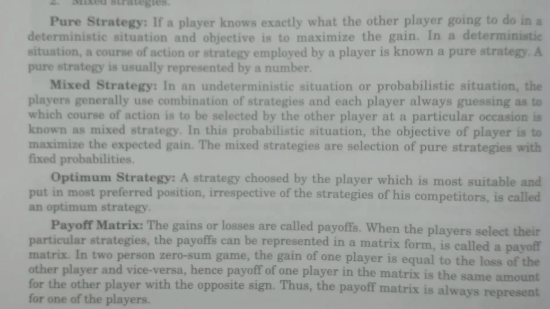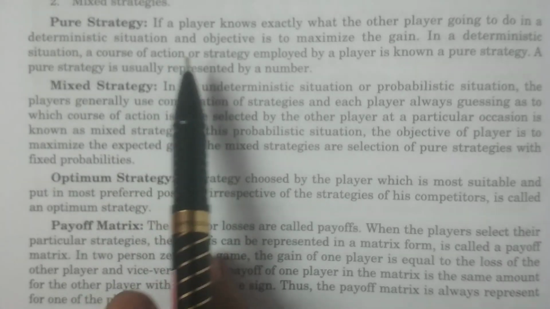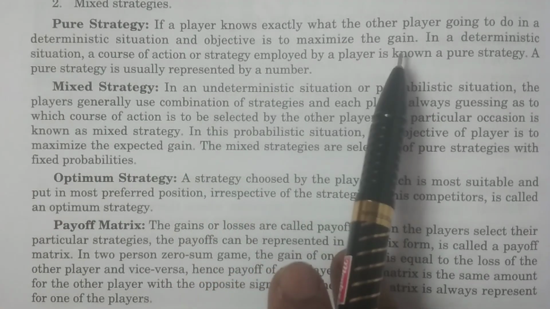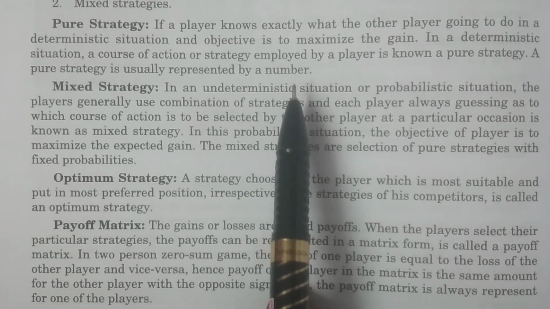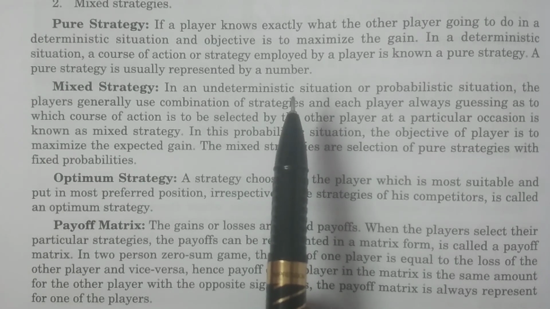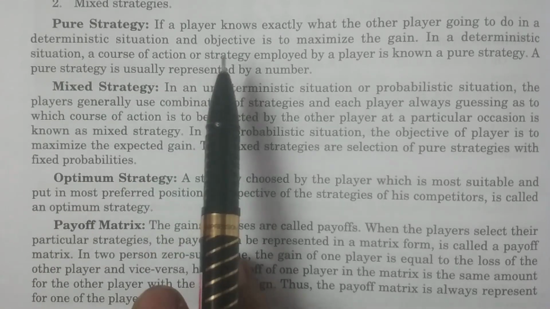BSc Statistics students. In this class, I explain pure strategies and mixed strategies, two important definitions of game theory. If a player knows exactly what the other player is going to do in a deterministic situation, and the objective is to maximize the gain. For example, one particular player knows exactly which strategy the other player is going to use. Knowing which particular strategy is going to be played by the other player in a deterministic situation is known as pure strategy. The objective is to maximize the gain.